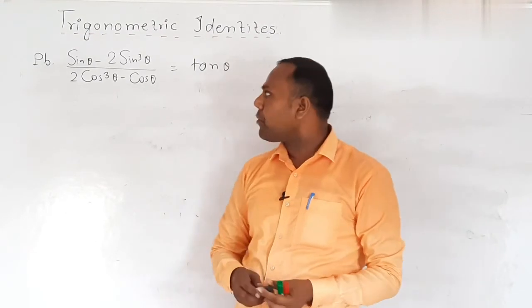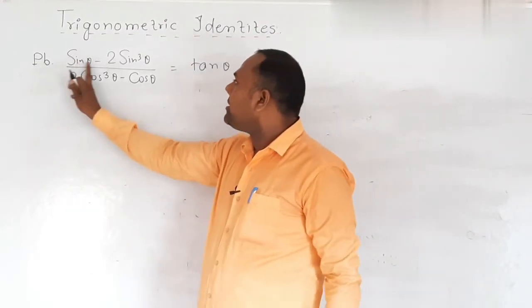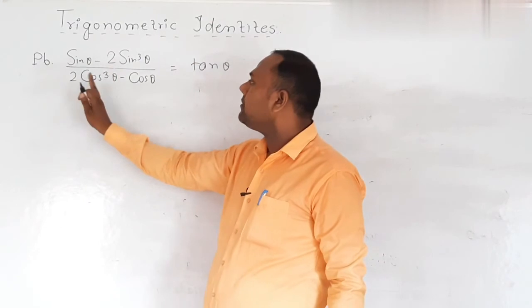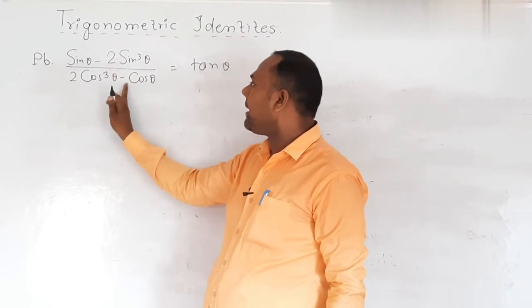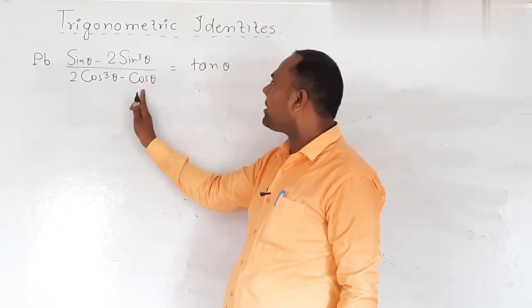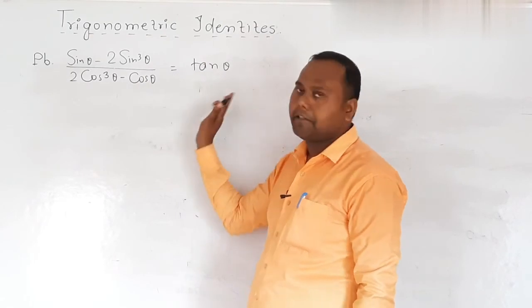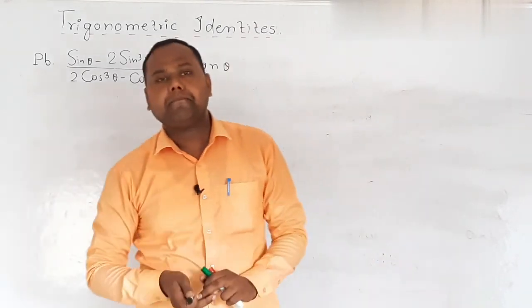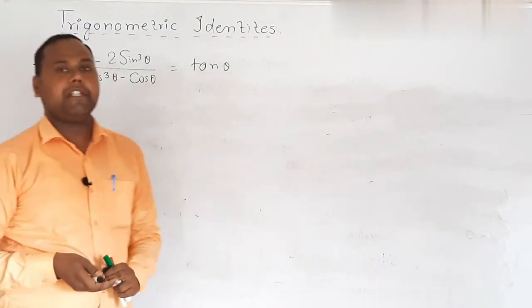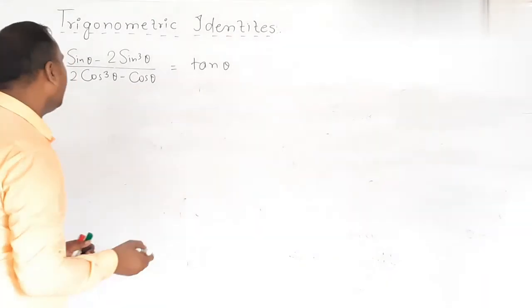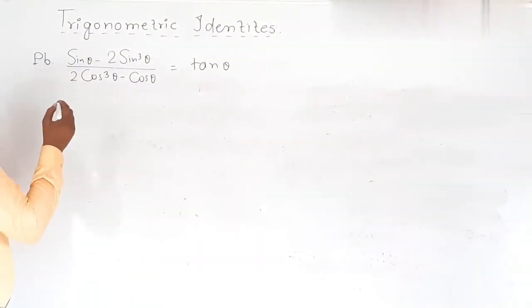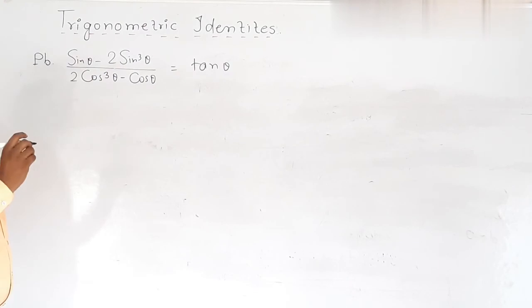Now the next problem is (sin θ minus 2 sin³θ) upon (2 cos³θ minus sin θ cos θ) will be equal to tan θ. This problem can be solved in two ways, so I want to discuss the two various ways.